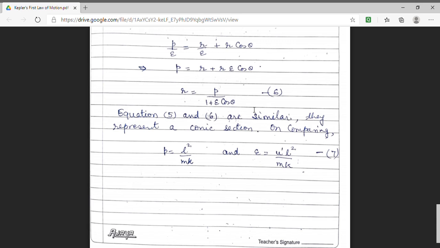Now in our next lecture we will define in which condition the conic section will take the shape of a parabola, that is, our orbit will be either parabolic or hyperbolic, and under which condition it will be elliptical in nature. Thanks a lot for watching.